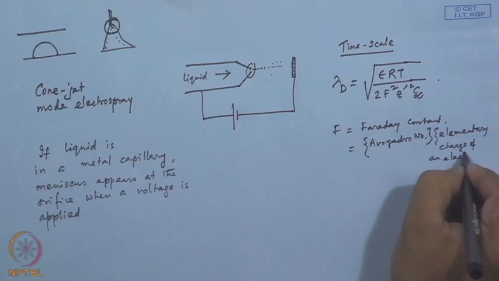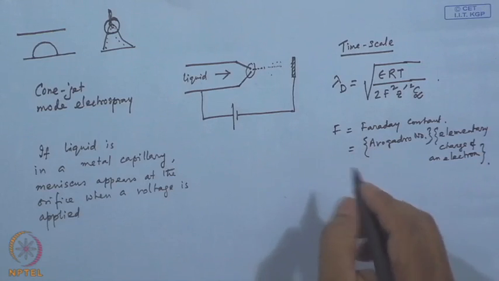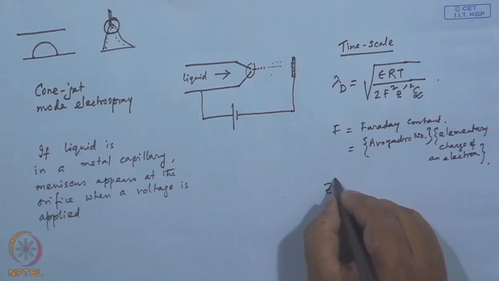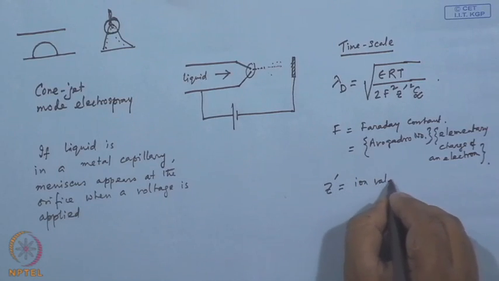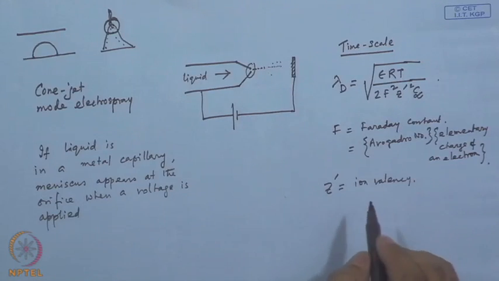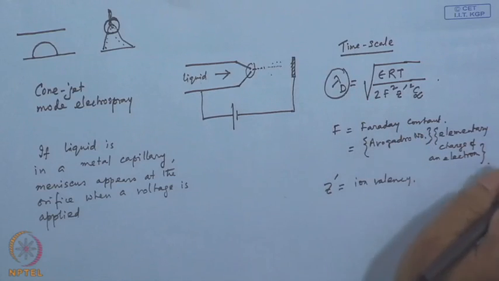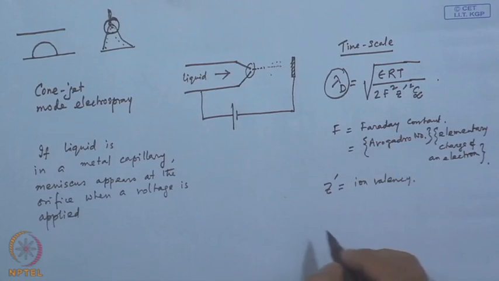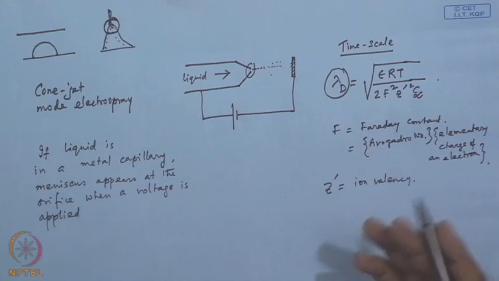So, the product of these two quantities is what is F, and this Z prime is the ion valency, that is how we look at it. And so, in this case we have a lambda d, which is called the Debye length. Now, I expect the ion to travel over this lambda d. If this equilibration of the double layer has to happen, the ion has to travel over this distance.